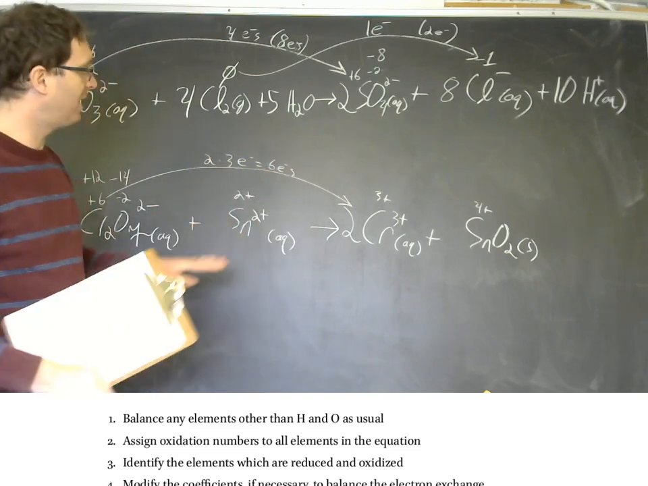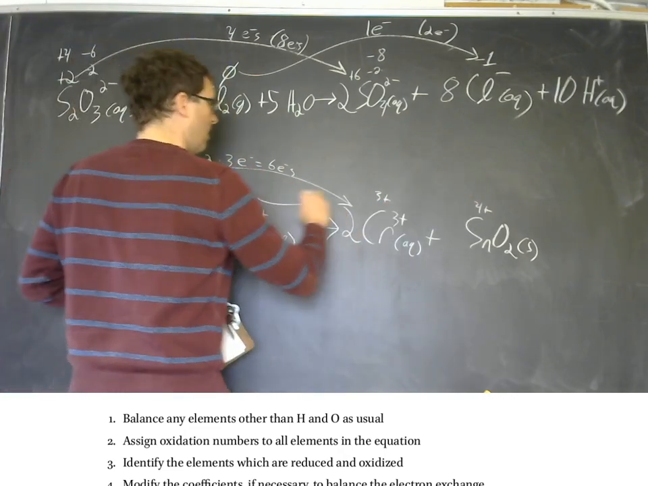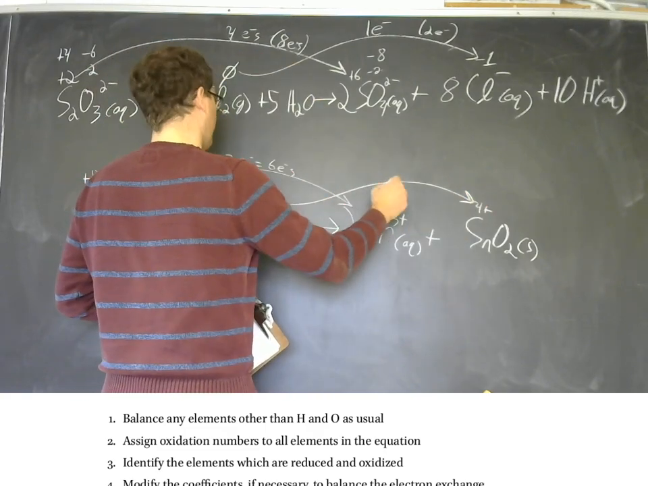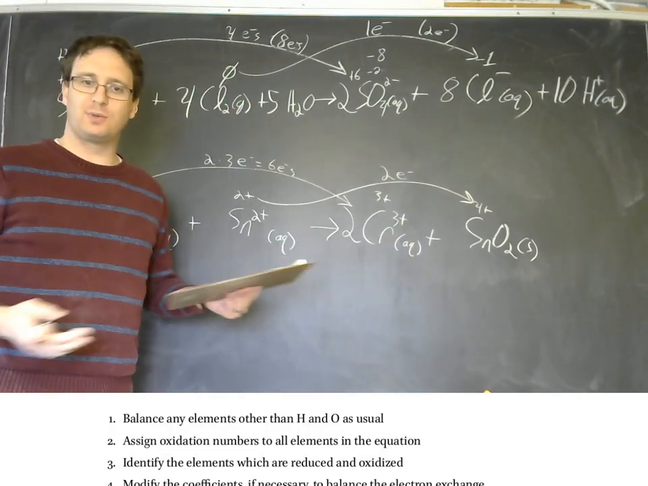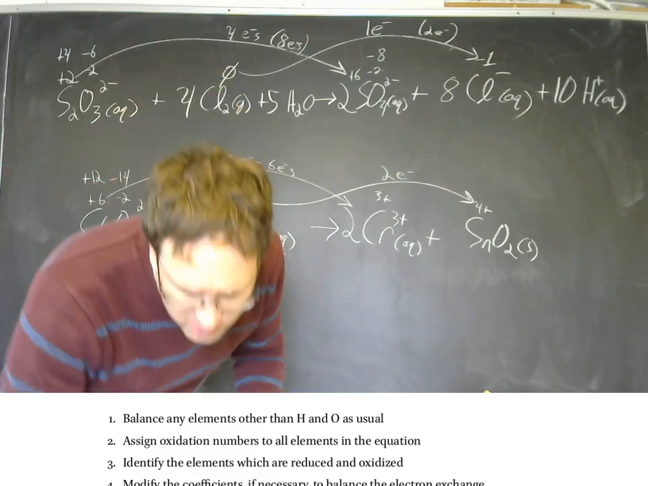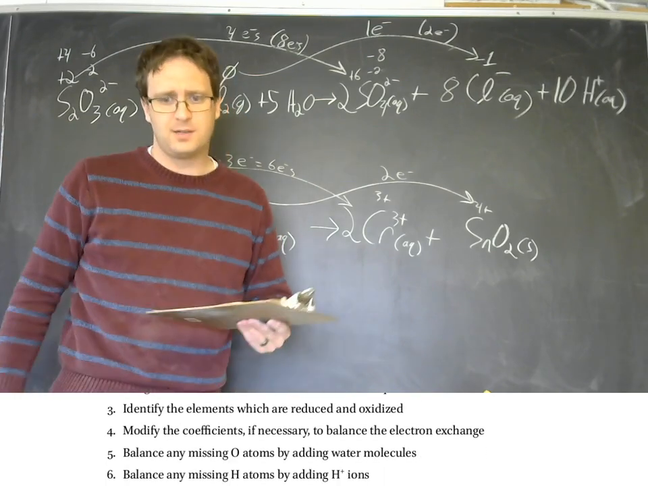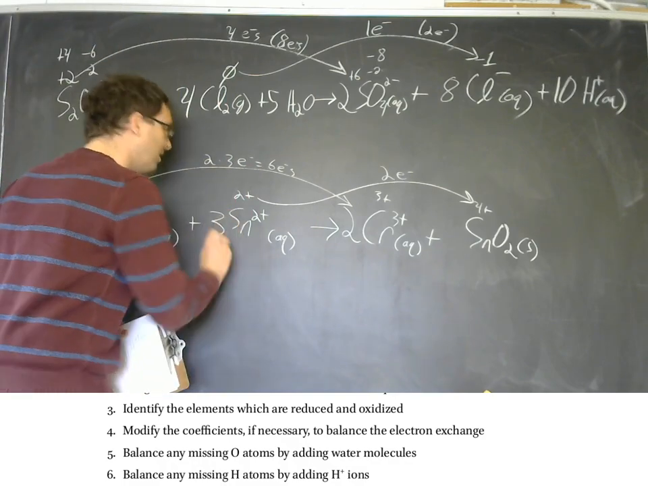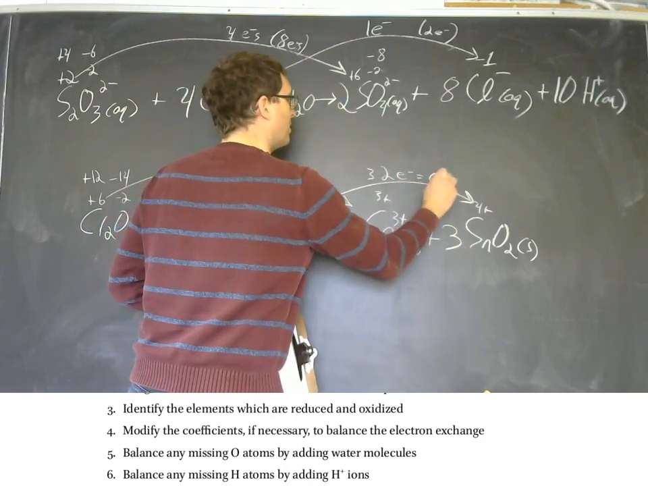And the tin has gone from 2 plus to 4 plus. And so that has been oxidized by 2 electrons. In order to balance those, we need the least common multiple between 6 and 2. So let me actually scroll down a bit. So we're going to modify those coefficients to balance the electron exchange. I'm going to need 3 tins in order to make that 3 times 2 is equal to 6 electrons.